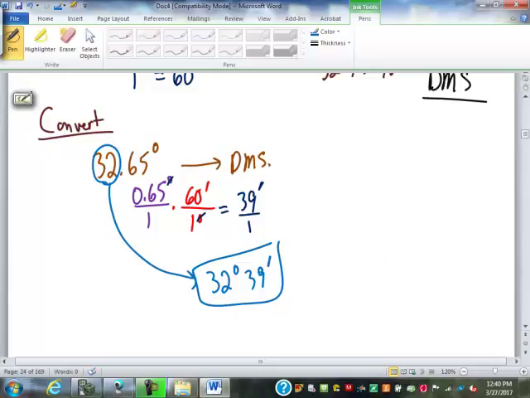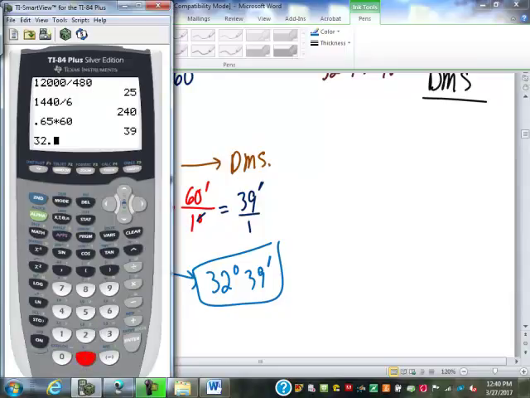If I'm doing this on my calculator, I would simply do this, 32.65. That's in degrees. I would subtract off the whole degrees, which is the 32. 0.65, I'm going to multiply by 60. 39 minutes.